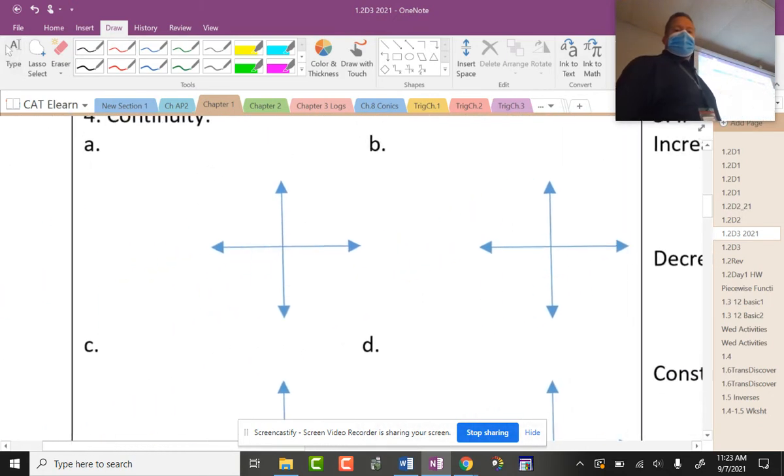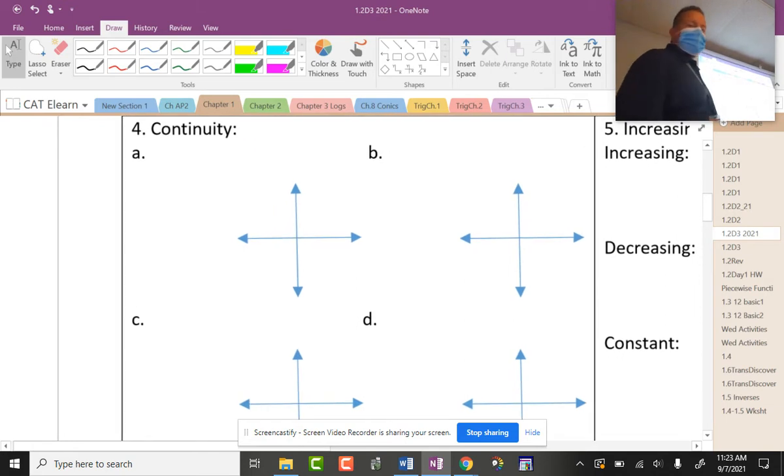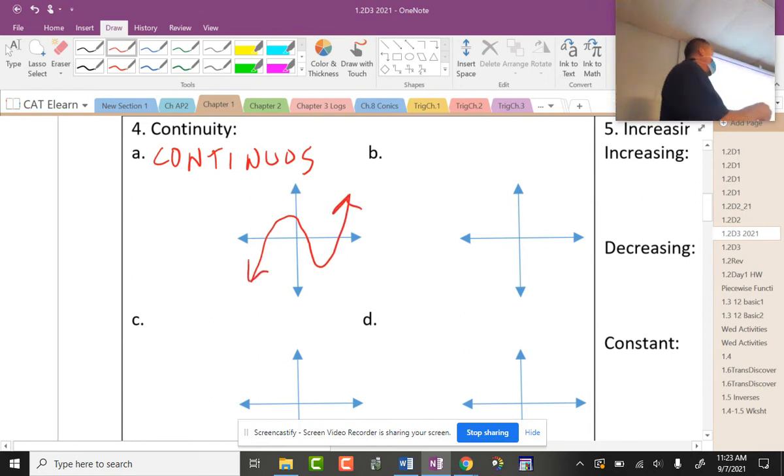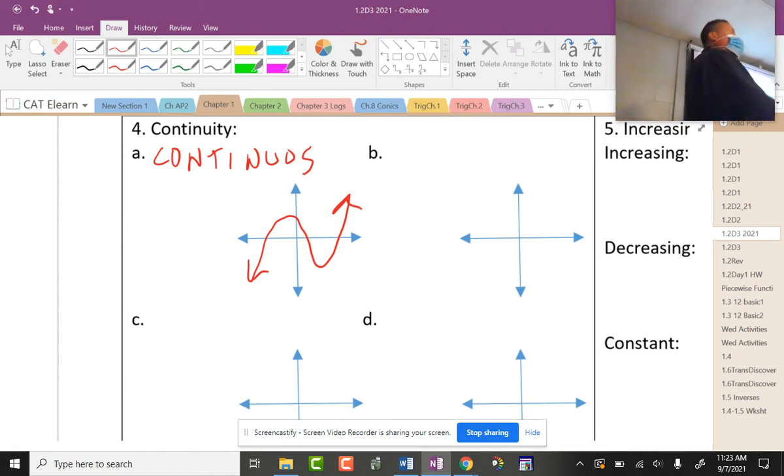Okay, this is something we've already had. I figured I'd synthesize those 4 words that I just threw at you. The first one is continuous, that's just like this picture. You can make up anything that doesn't have an interruption. Vertical asymptotes are an interruption. That's our 4th one, letter D.